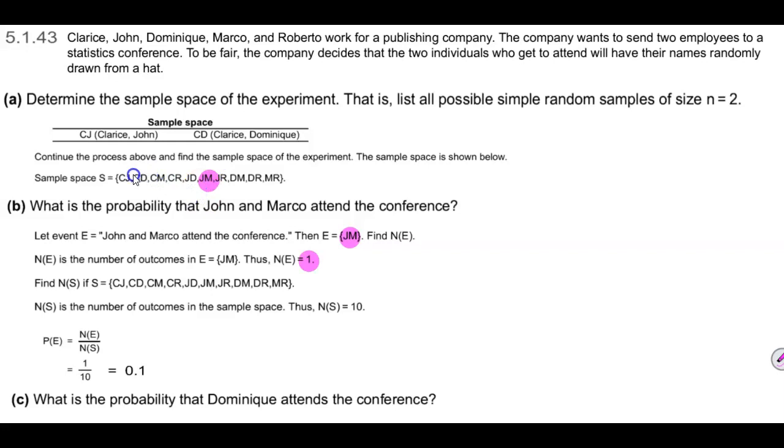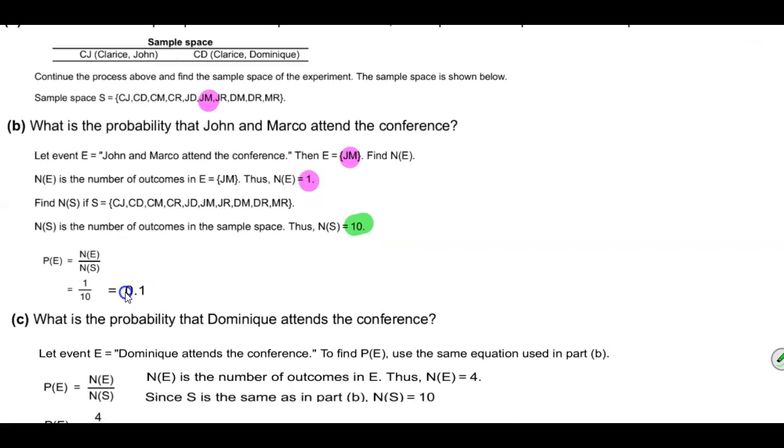Now, if you take a look at the total number of outcomes in that sample space, if we add up all of these, meaning 1, 2, 3, 4, 5, 6, 7, 8, 9, 10, that means we have a total of 10. So we're going to take the probability, which would then be the event of John and Marco attending the conference divided by the total number in the sample space, which becomes 0.1.